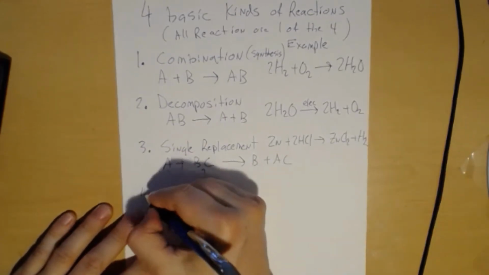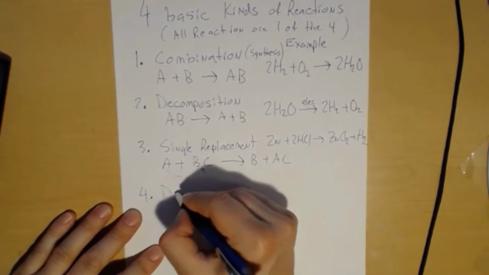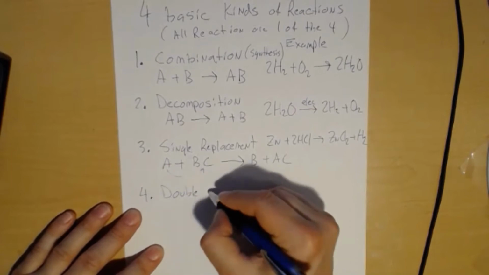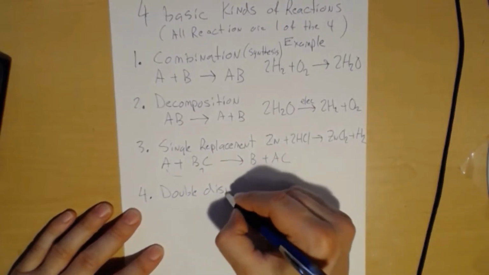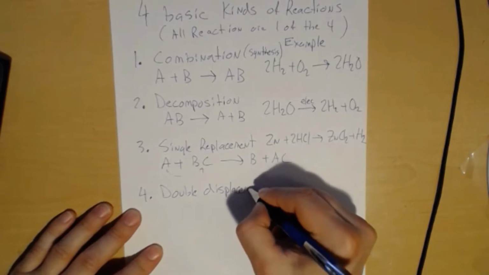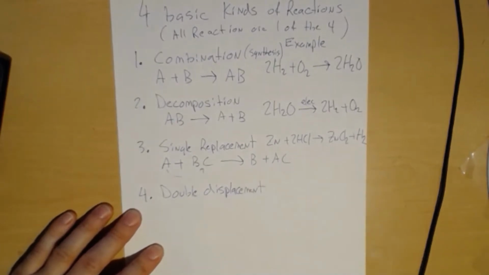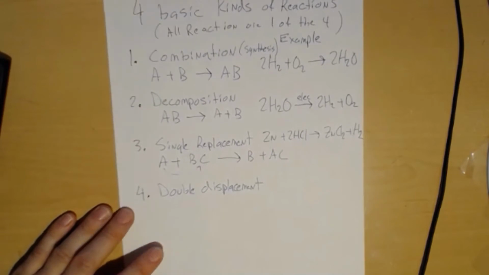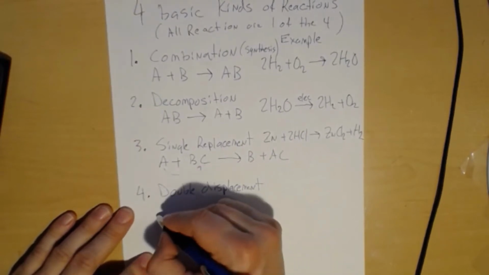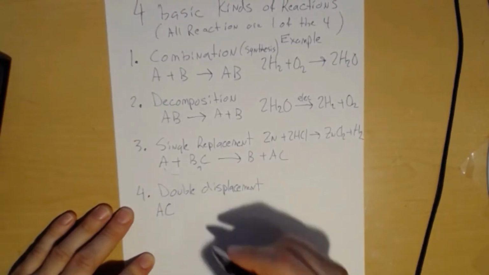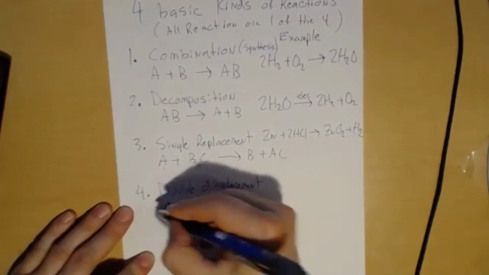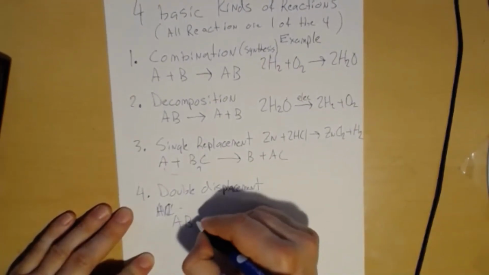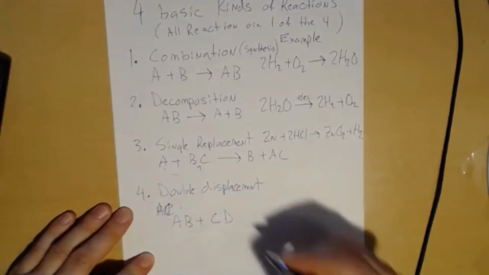The next kind is called a double displacement, or sometimes they call it double replacement. I always call it double displacement. But it's probably not that important. So double displacement has 2 things with 2 components. AC, oh, I did this backwards. I'm sorry. Let me do AB plus CD.